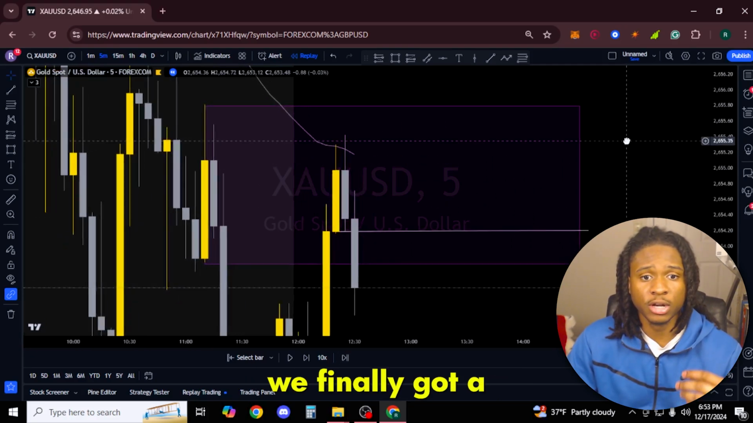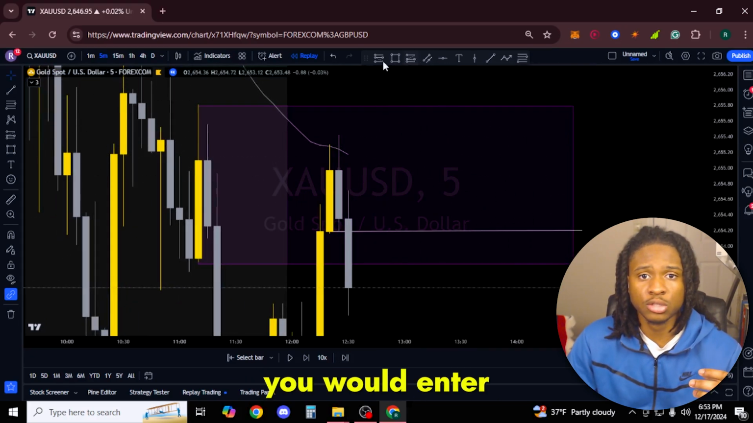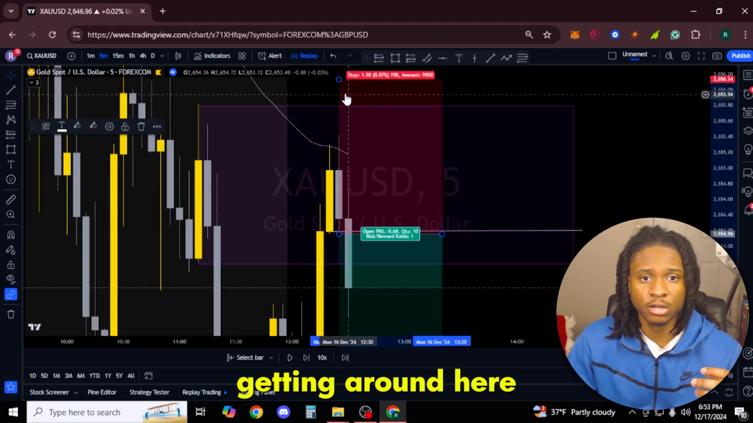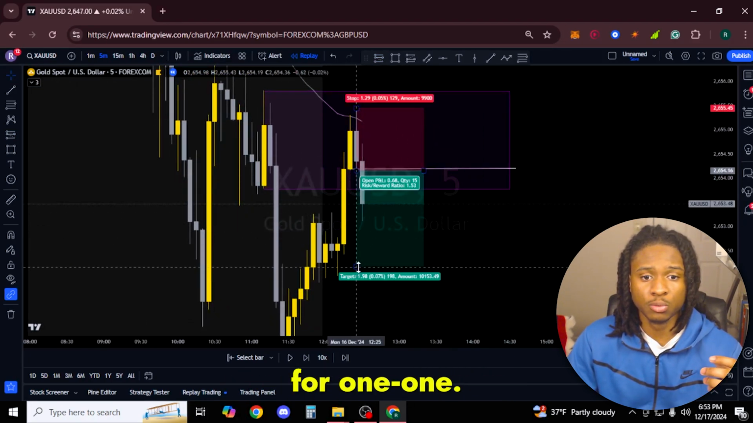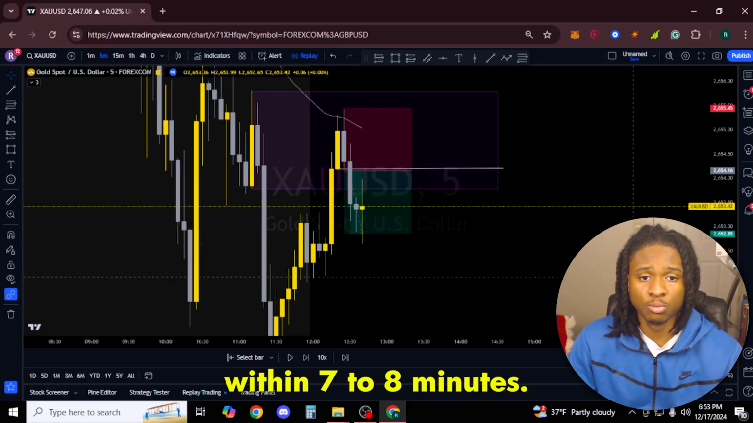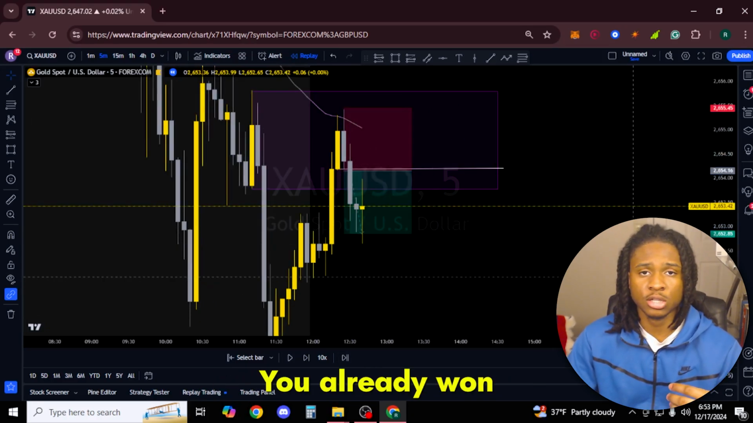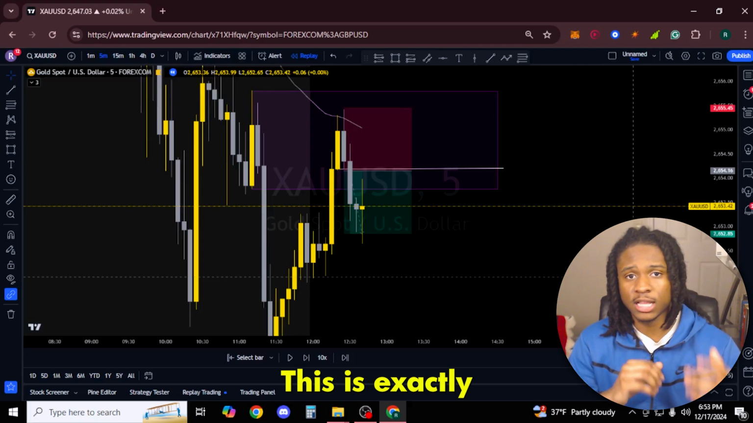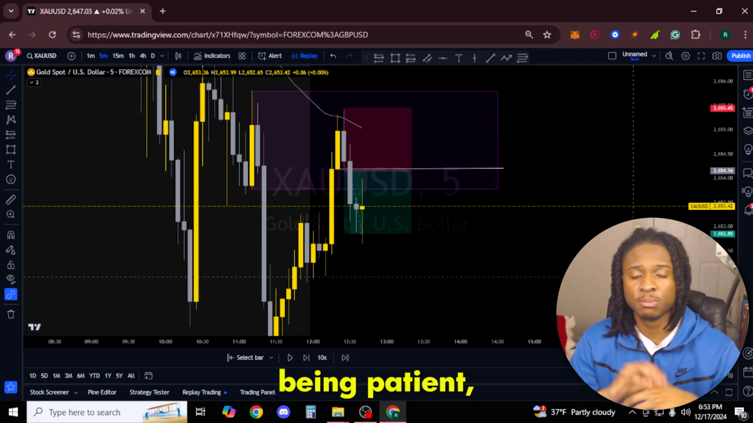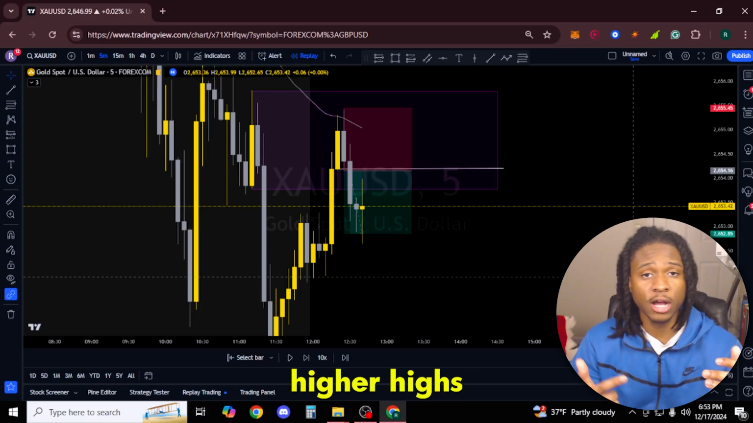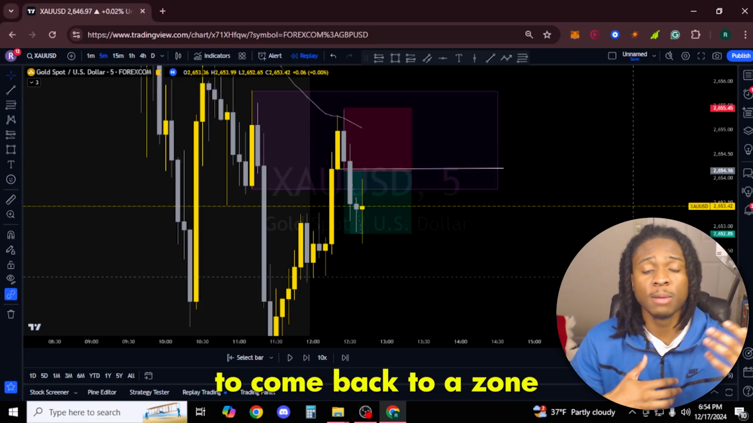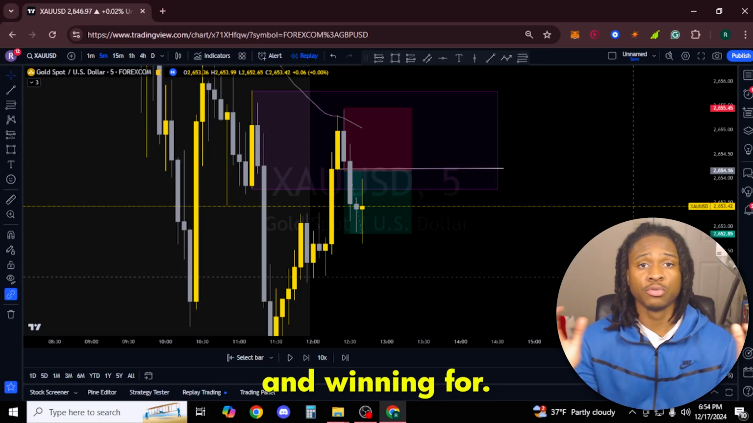So as you see, we finally got our break of candle. This is where you would enter for a sell. Getting around here, your stop loss will go above that swing high, and then you would aim for a 1-to-1. Let's play this trade out, and boom, within 7 to 8 minutes, you already won your first trade. This is exactly how we trade. By sitting on our hands, being patient, looking for gaps, structure being created, higher highs and higher lows, and for candles to come back into our zone, and waiting for it to show its hand.